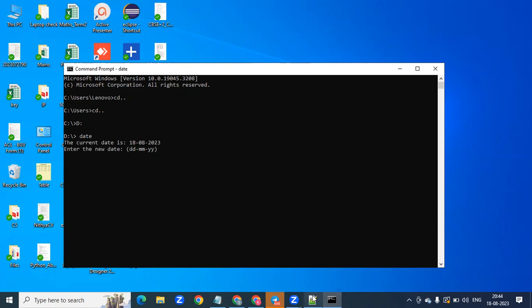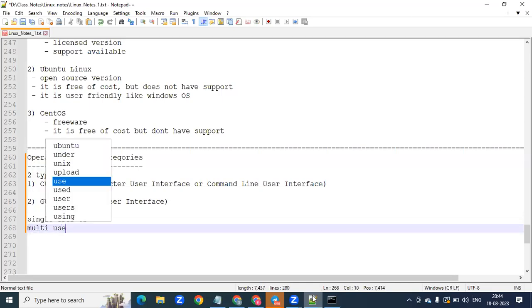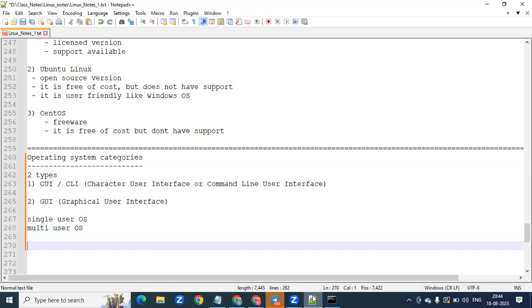Coming to the types of OS: single user OS and multi-user OS. MS-DOS, which is a command line user interface, we can consider as a single user operating system, whereas the current Windows and Linux we can consider as multi-user operating systems. First we'll see single user operating system.